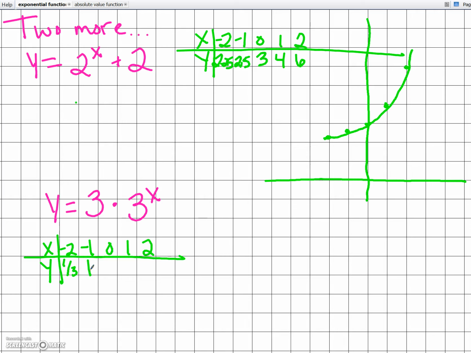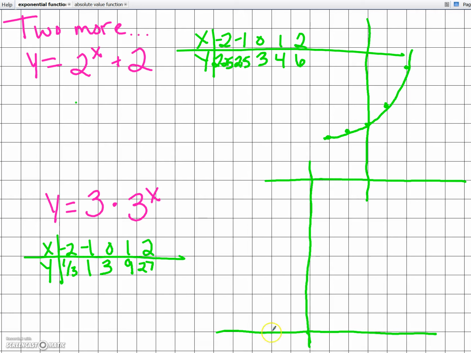Remember, 3, anything to the 0 power gives us 1, times 3 is 3. 3 to the 1 power is 3, times 3 is 9. And then 3 squared is 9, times 3 is 27. Okay, so this one's going to be harder for you to graph on a single piece of paper. We'll try it. Okay, let's do a graph down here. I don't have any negatives, so I'm going to make the graph real small down here.